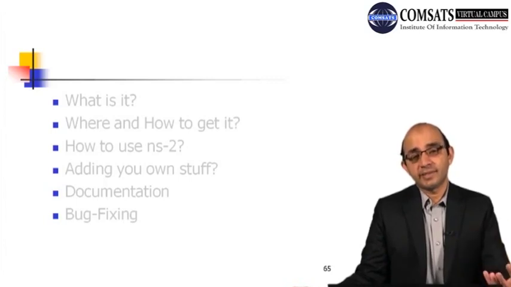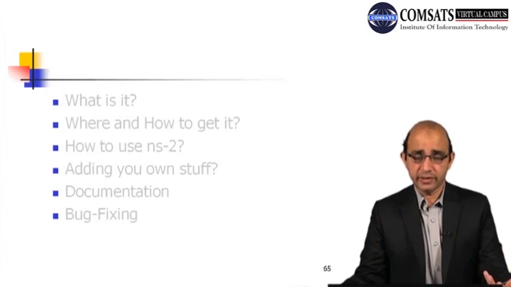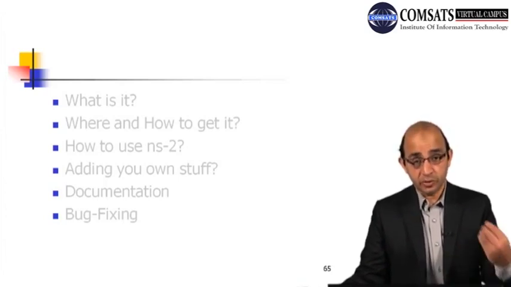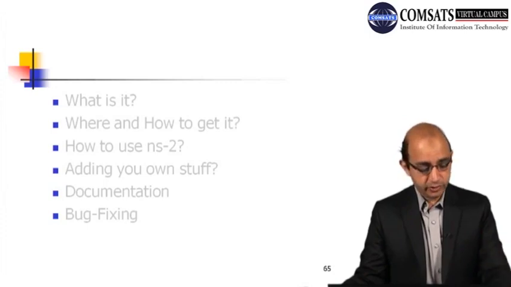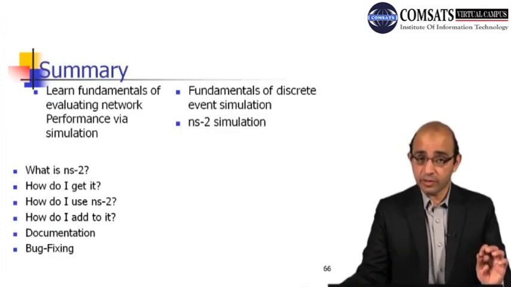So there are chances that you will be facing some bugs. There are some methods you can use. You can use mailing lists, you can look at your code, or there are certain steps you can follow in order to trace the bug. So we talked about bug fixing. So this was about the second part.